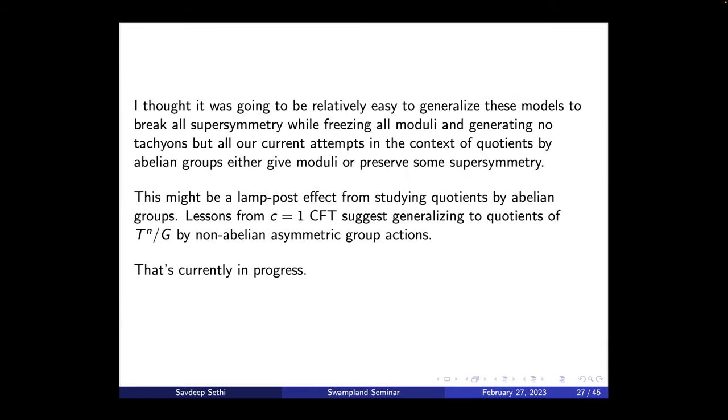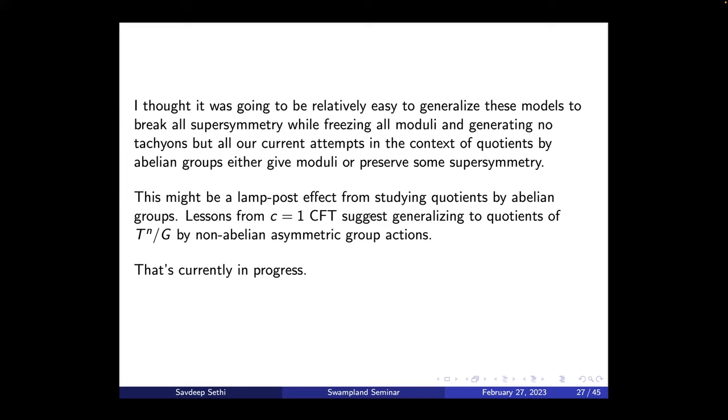So I thought it was going to be relatively easy to generalize these models to something that would break all the supersymmetry on the four torus while freezing all the moduli. That's the hard constraint: no moduli, and generating no tachyons. But everything we tried, and we tried it in the context of heterotic, and we tried it in type 2, at least with abelian quotients, either gave us back moduli or gave us back some supersymmetry from twist defects. And we didn't find a simple example which breaks supersymmetry, doesn't have any moduli, and doesn't have tachyons.